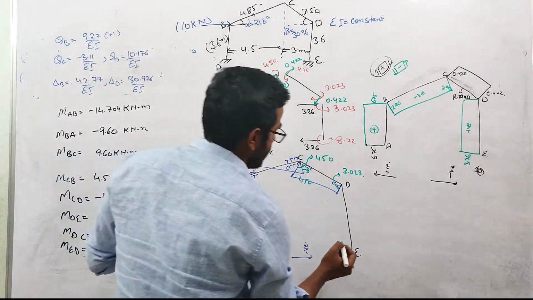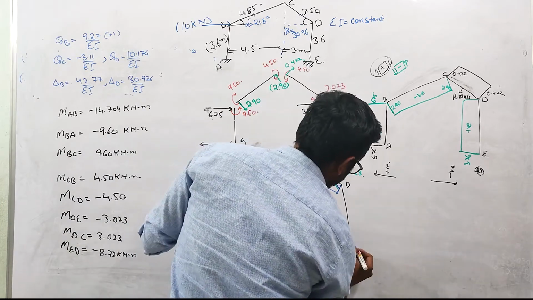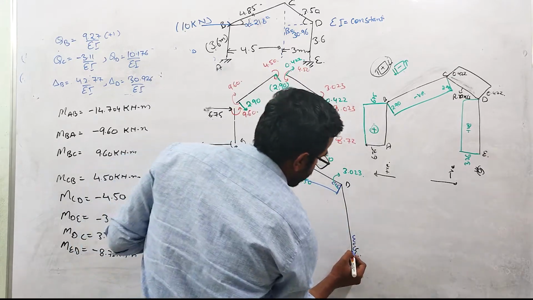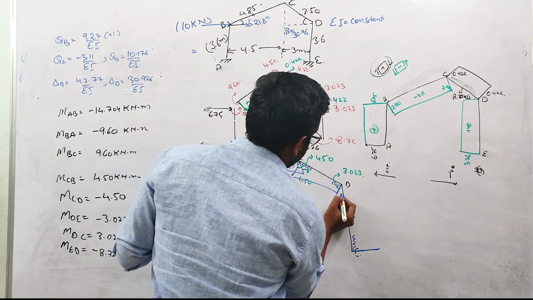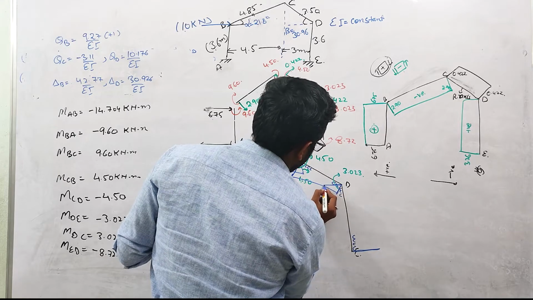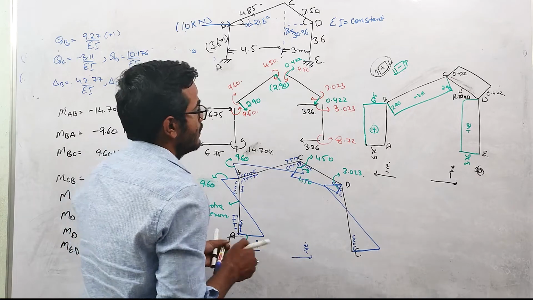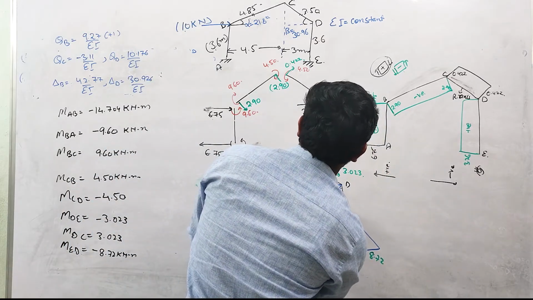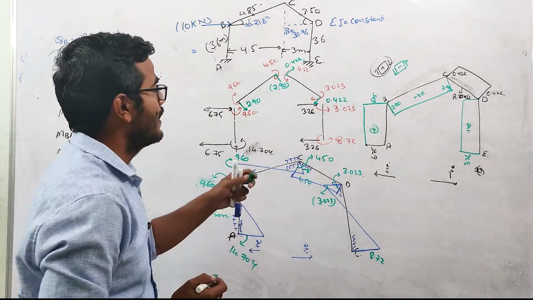DE member, this side will be in compression due to this end moment. This face will be in compression. So the bending moment will be drawn from the compression side. It will start from here. Okay, and here the compression will be this side. So the value is 3.023. So again, it will look like this. This value is 8.72 and this value is 3.023. Okay, so this is the bending moment diagram and the shear force diagram.